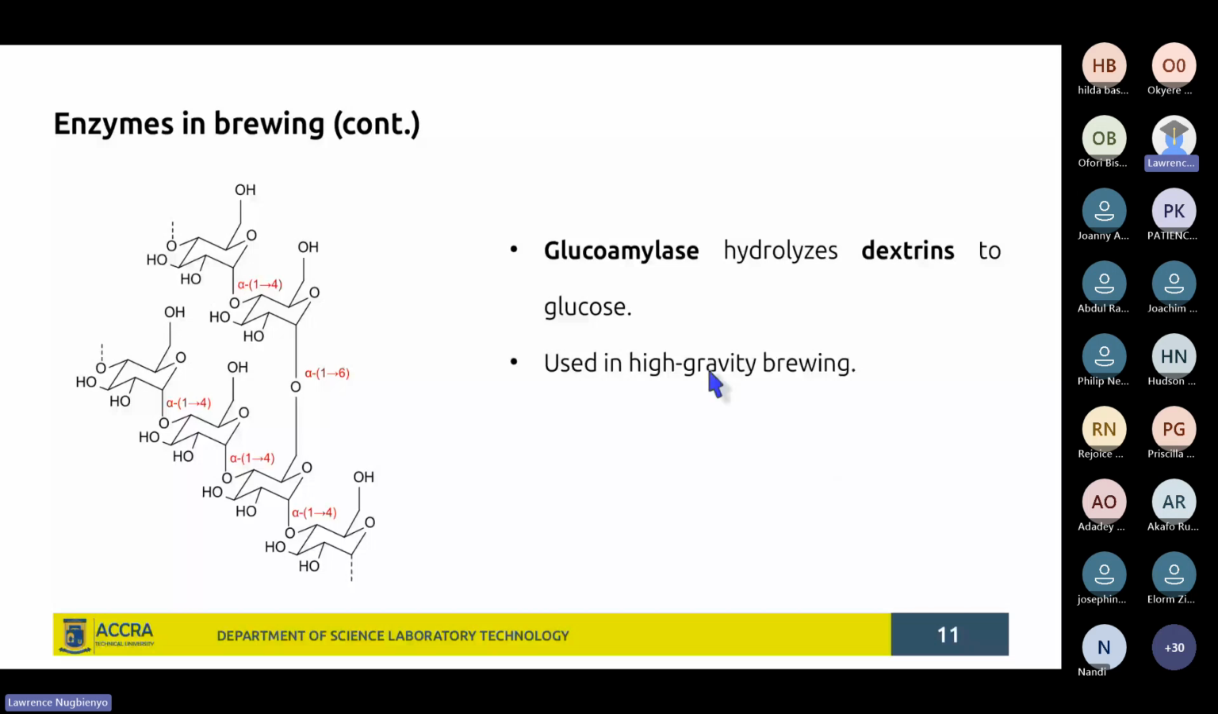So that in order to have more alcohol being produced, then you need to have the breakdown of more carbohydrates, more polysaccharides, into simple sugars that will get fermented. And so that is how you can have this glucoamylase being applied in addition to the alpha and beta amylases.